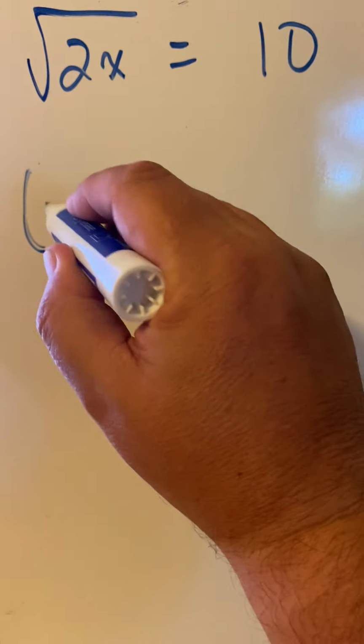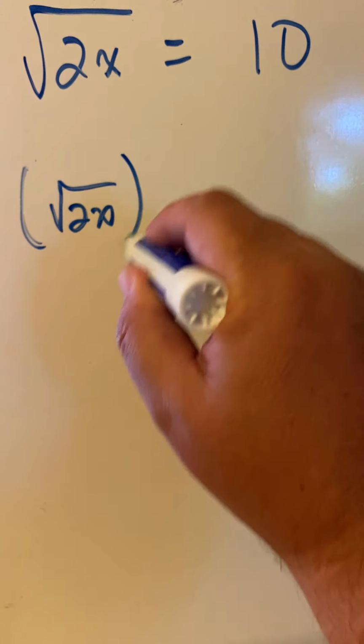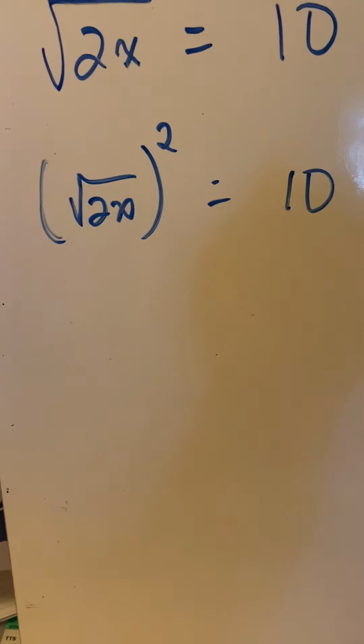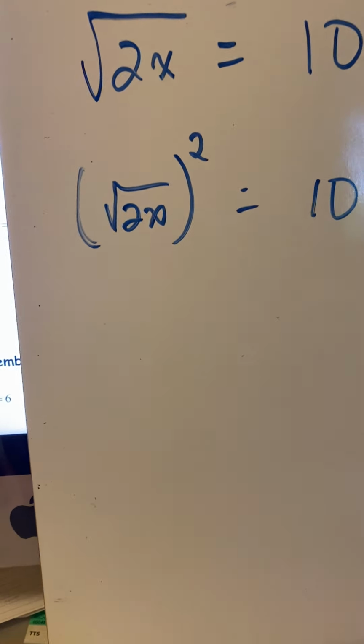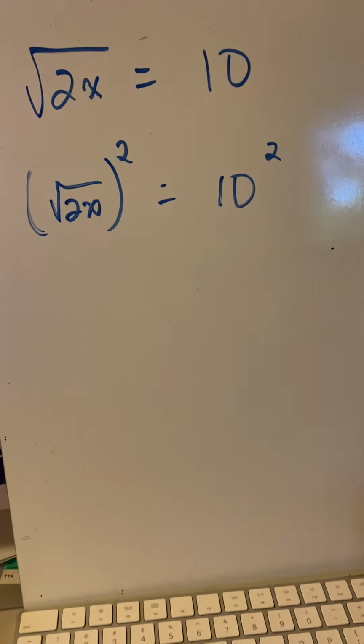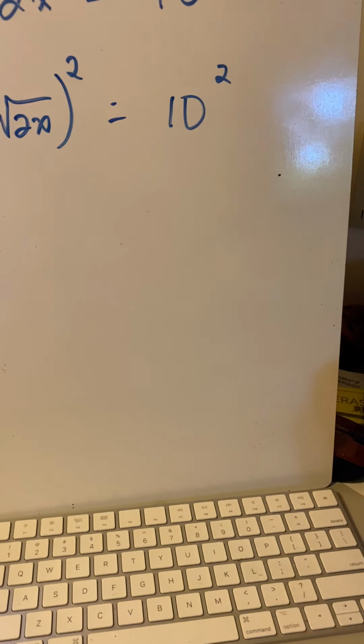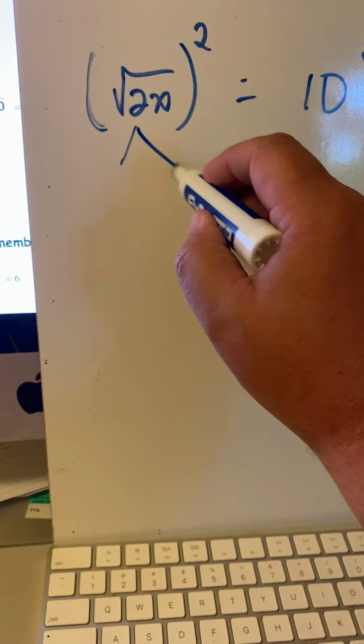So you've got to take this to the second power. And take this. You've got to balance the scale. You've got to square both sides. Squaring something will get rid of the radical sign. How, you say? Let's see.